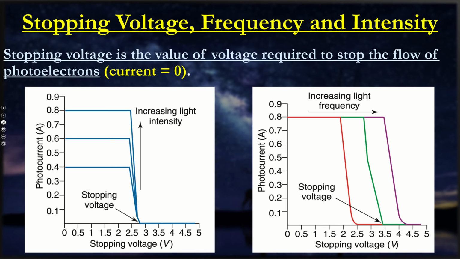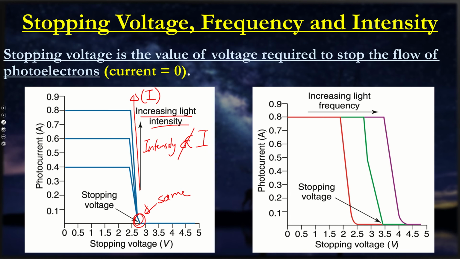Okay, and what he found was if you increase the intensity of light, you will increase the current, assuming that the electrons have been emitted, but the stopping voltage stays the same. So what we can say is the intensity of light is not proportional to the stopping voltage that we see.